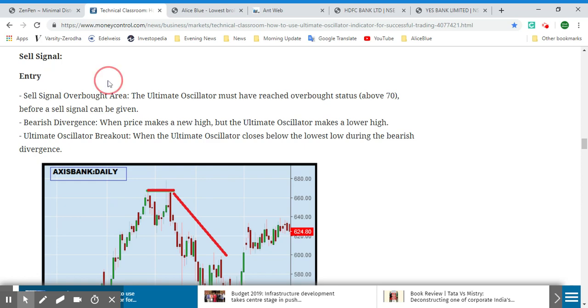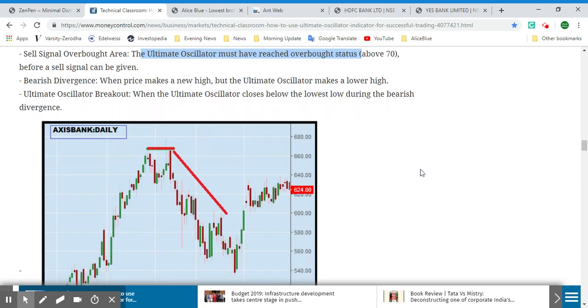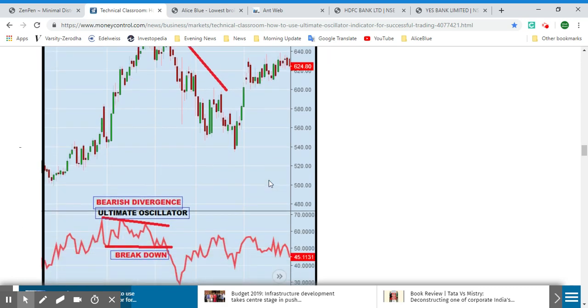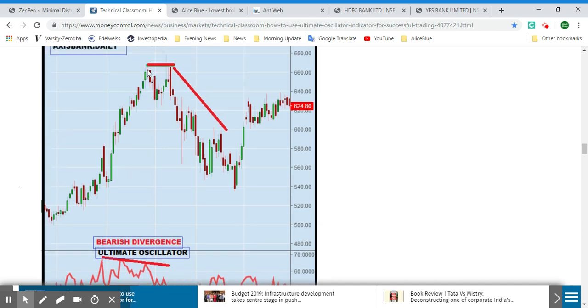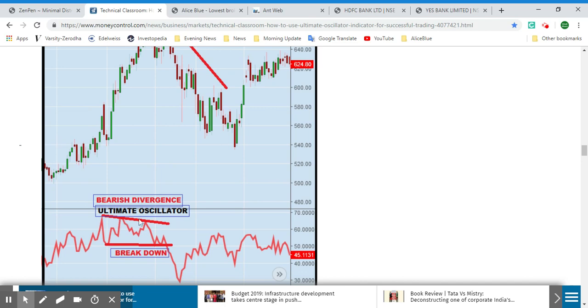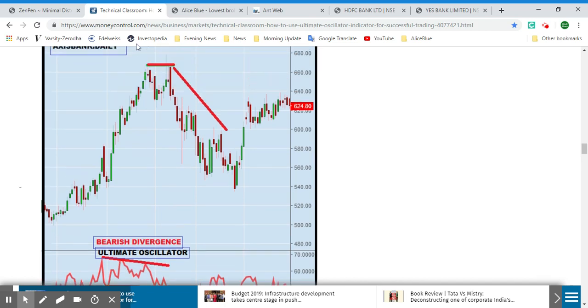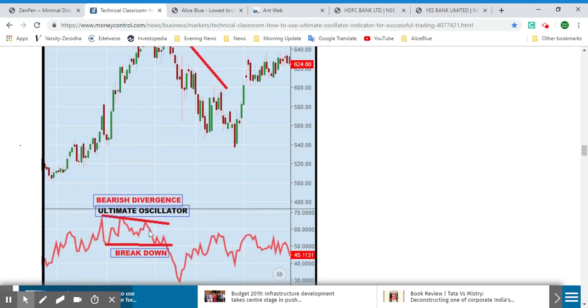Next, let's look at the sell signal. Sell signal, overbought area: the ultimate oscillator must have reached the overbought status before a sell signal can be given, when a price makes a new high but the ultimate oscillator makes a lower high. As we can see here, it has already touched near the 70 level, so it's at the overbought levels. But the candlestick chart here has made newer highs, while the ultimate oscillator hasn't shown the same kind of movement. So this is a bearish divergence, and here we have the breakdown.